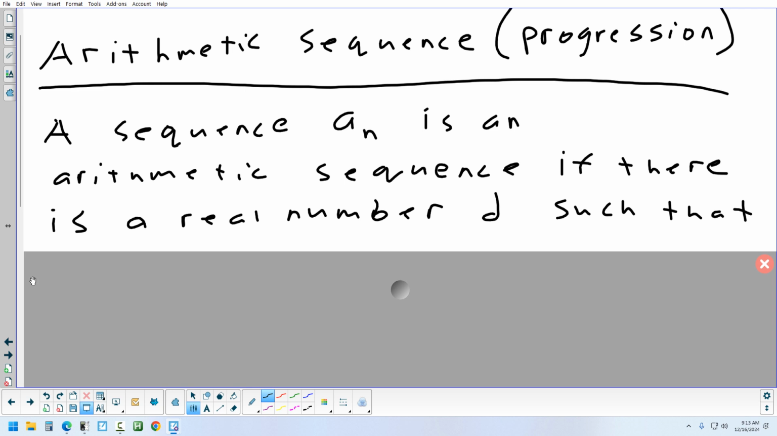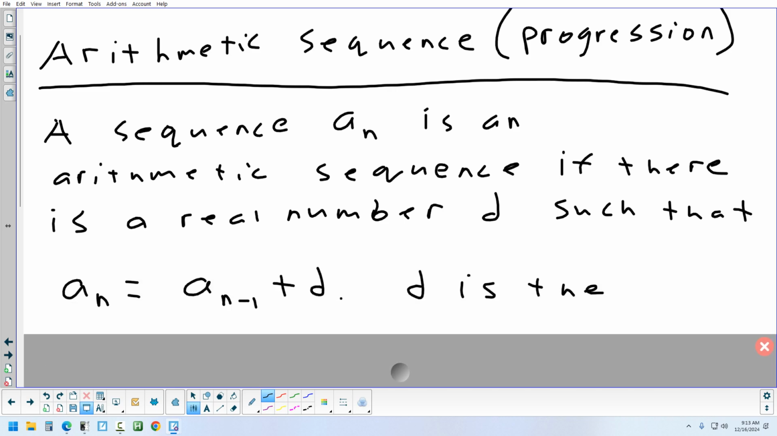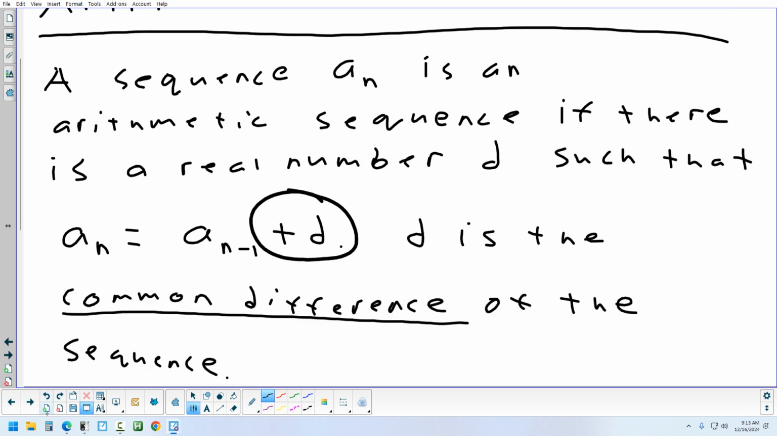So, in an arithmetic sequence, the idea is that to get from one term to the next, you are adding, or it could be subtracting if you're adding a negative, but you are adding a number each time, or subtracting. Okay, that's an arithmetic sequence. When the pattern is adding or subtracting each time. The number that you add or subtract to get from one term to the next is called the common difference.